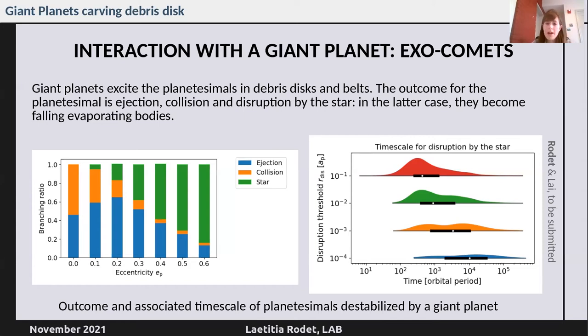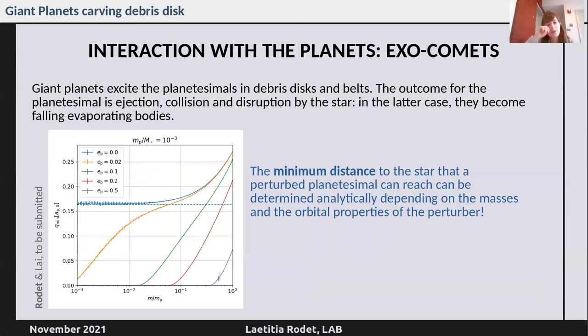We studied this topic at Cornell, and we were happy to have recently found a way to get some analytical insight that could really help give some idea of the likelihood for a giant planet to be the perturber very easily, without doing any simulations. So we were able to derive the minimum distance that a planetesimal can approach the star as a function of the orbital and physical characteristics of the planet. Before, people used to do this kind of analysis only in the circular case using the Tisserand parameter. But we were able to extend this result to eccentric cases and also to non-test-mass cases for the planetesimal.